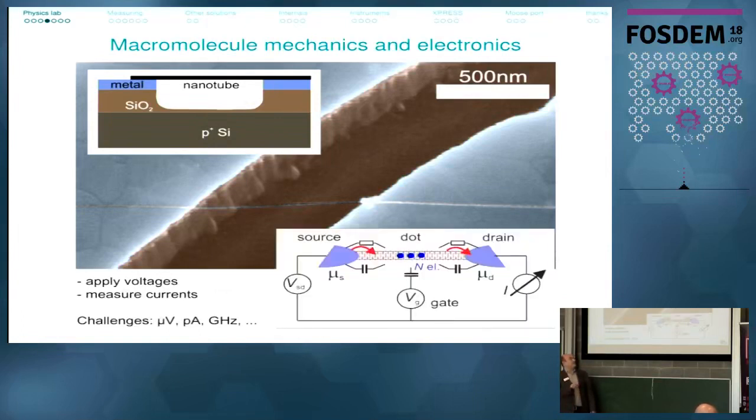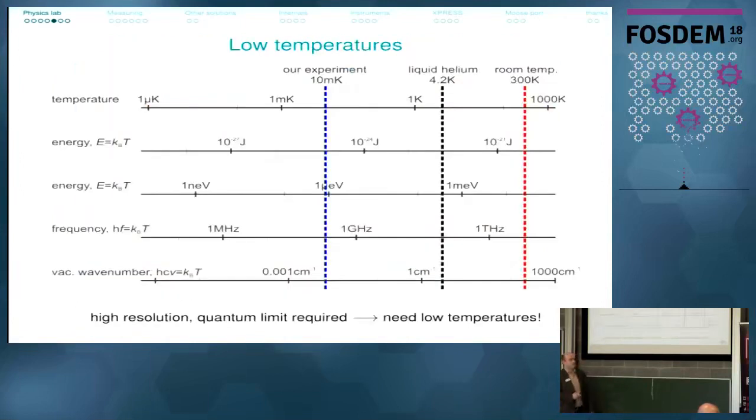And you can draw this, for example, here like a small circuit. You have two voltages that are applied, one source voltage that is actually driving the current that flows through the tube, one gate voltage that is just changing the electrostatic potential, and you measure the current that flows. That looks pretty simple. The challenges are you want to measure at very small voltages, you want to measure very small currents, you probably want to measure at high frequencies, and you want to see tiny details, and that's why you go to low temperature.